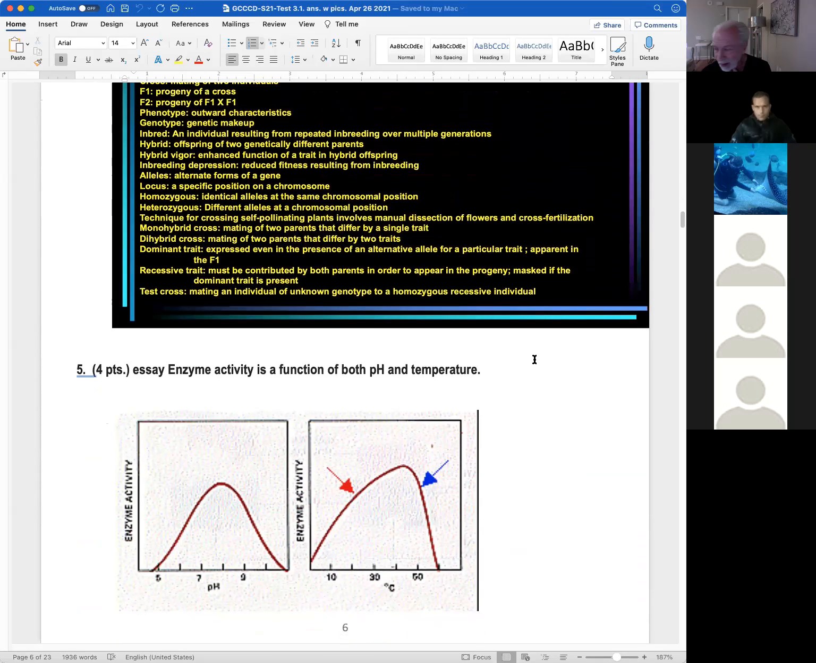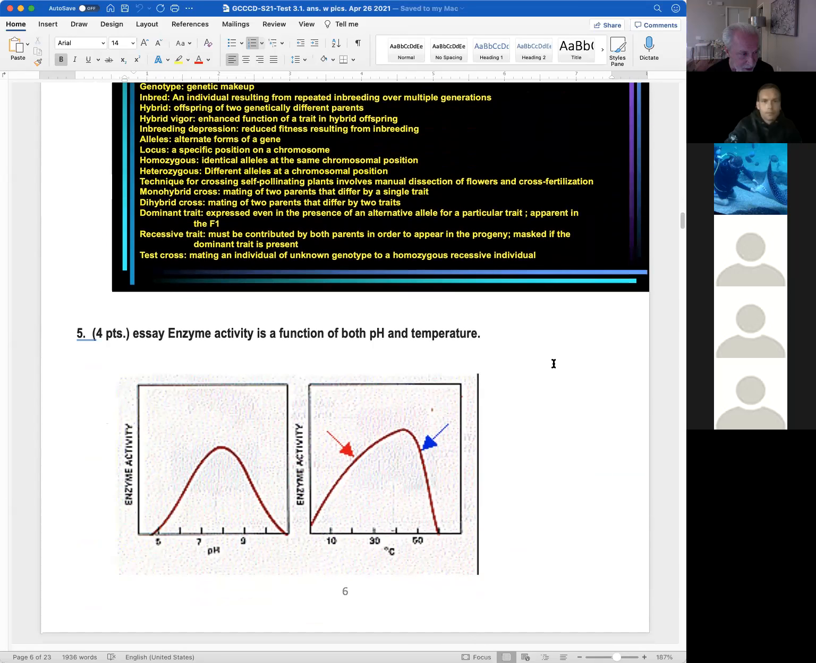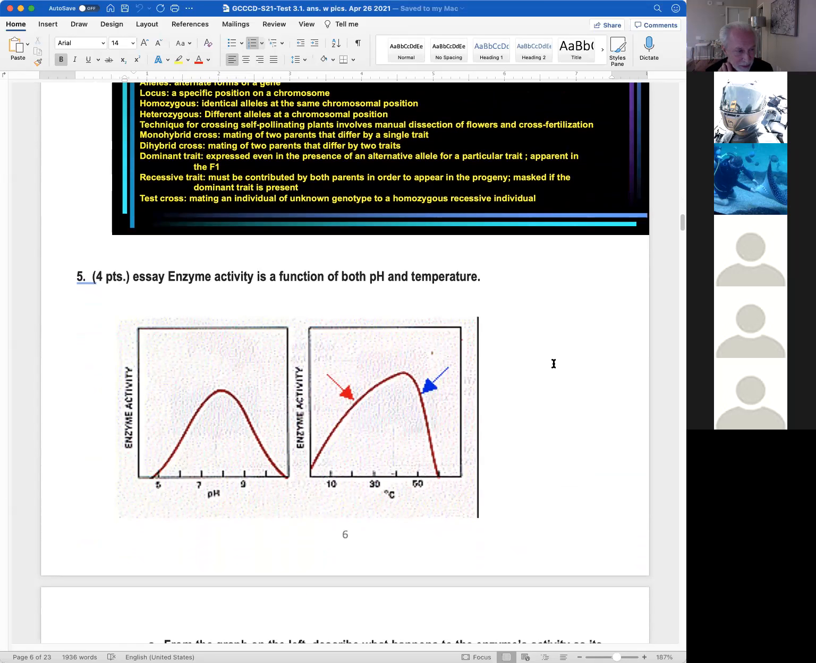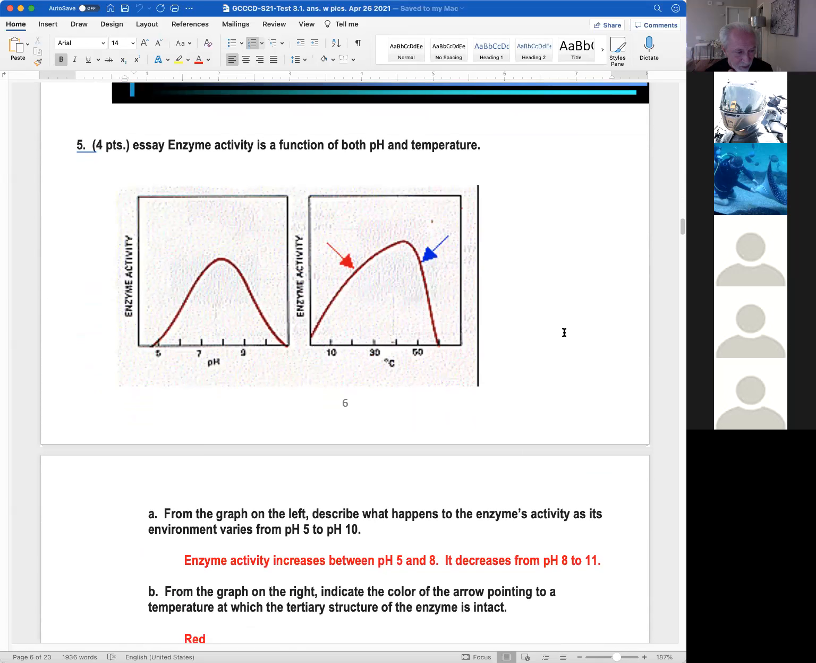Now the next one is another one about graphs. Enzyme activity is a function of both pH and temperature. From the graph on the left, describe what happens to the enzyme's activity as its environment varies from pH 5 to 10.